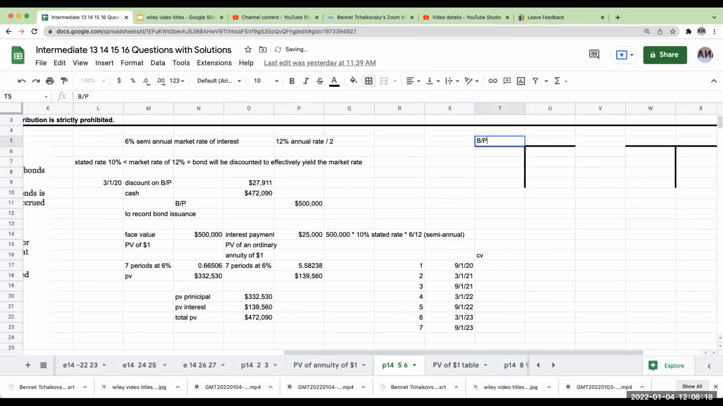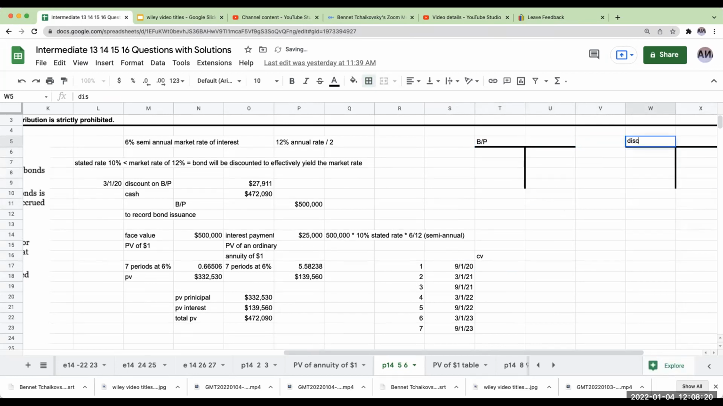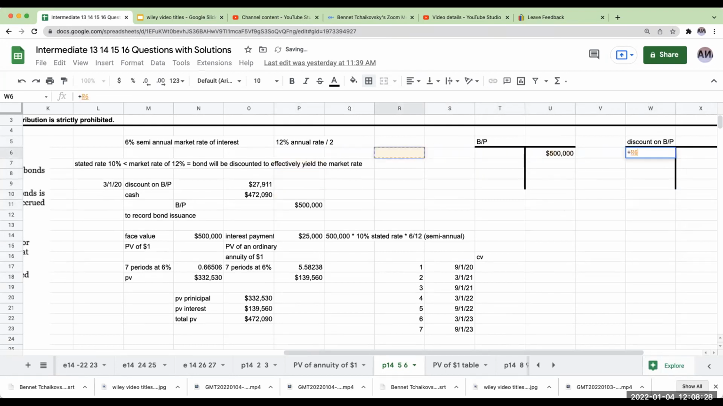So I'm going to have bonds payable, and I'm going to have discount on bonds payable. My bonds payable amount is going to be $500,000. My discount on bonds payable is going to be $27,911. So my carrying value over here is going to be $472,090.